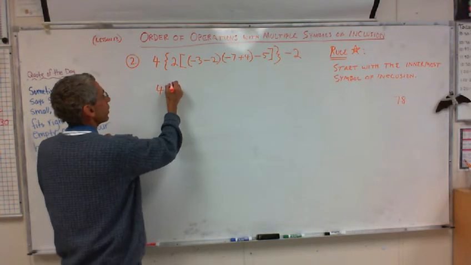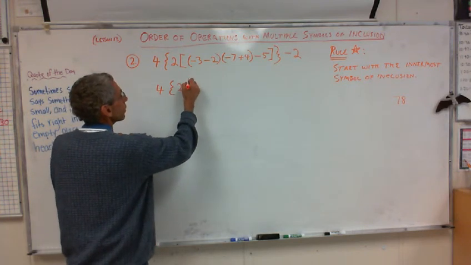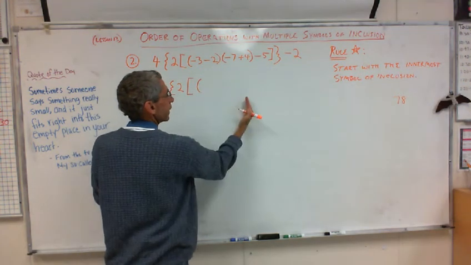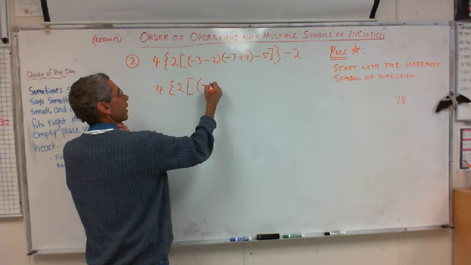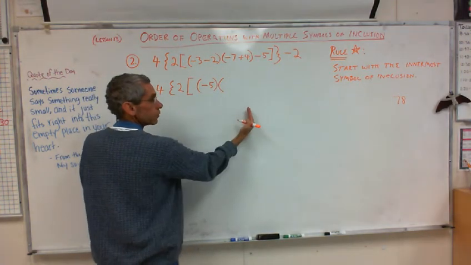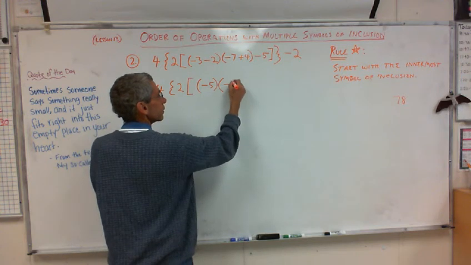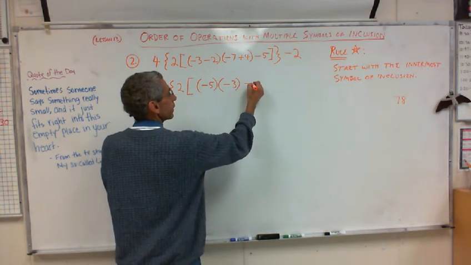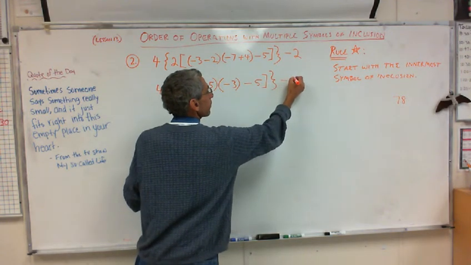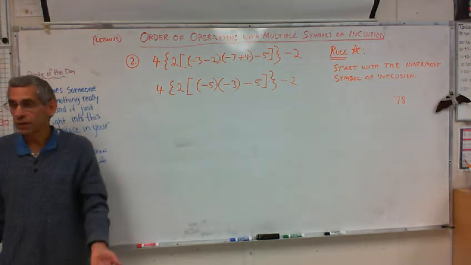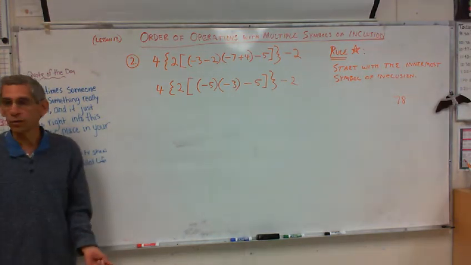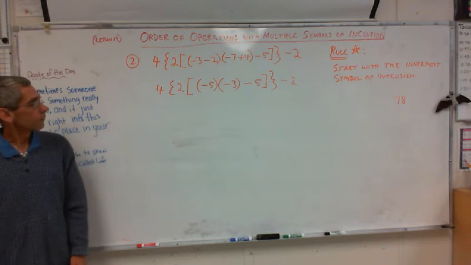So I'm going to do 4 brace 2 bracket, and now I have my -3 minus 2 more, -5. You agree with me? Parenthesis, -7 plus 4, -3. You with me? And then -5, and then I have my bracket, and then I have my brace, and then I have my -2. All right, so we've simplified it. It's definitely easier than it was. Still doesn't look very easy yet, though. It looks amazingly hard.